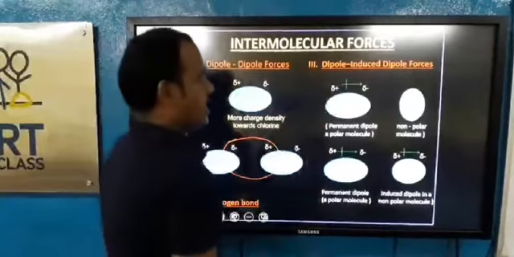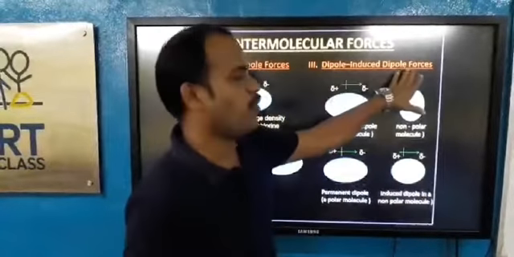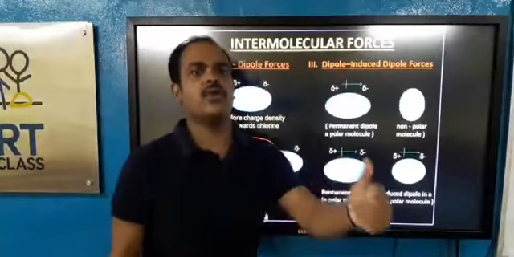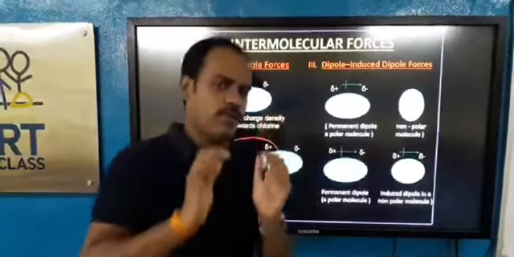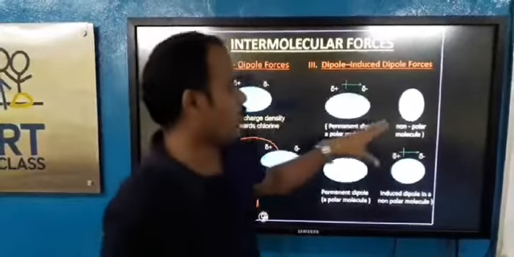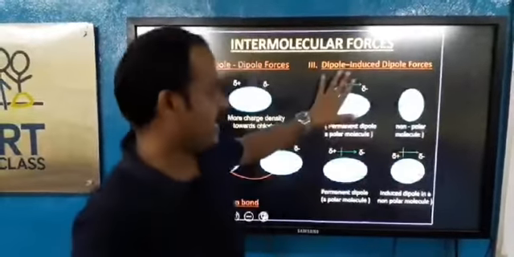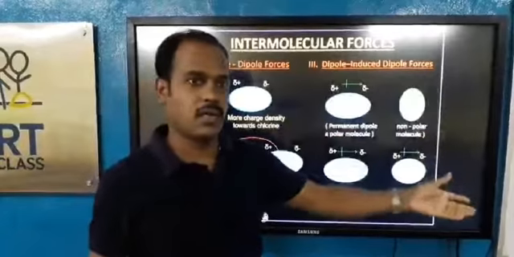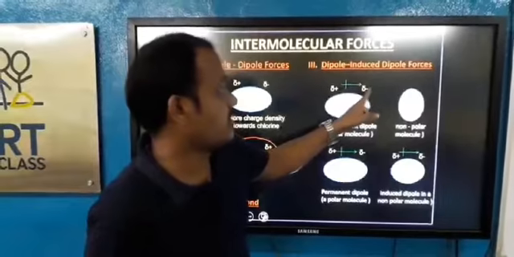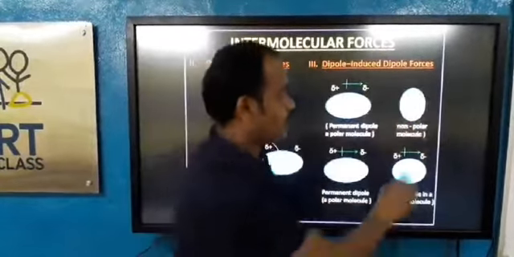Now dipole-induced dipole force. Dipole-induced dipole, this type of force exists between a polar molecule and a non-polar molecule. In a polar molecule, you know very well, there is a plus and minus charge. But in a non-polar molecule, the electronic cloud is symmetrical and spherical. So here is plus and minus, but here is no net charge. So because of this minus, it induces this molecule to become charged. Means here electrons are present.